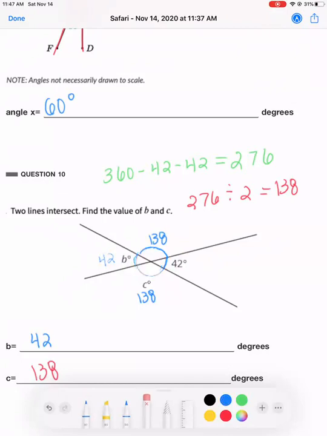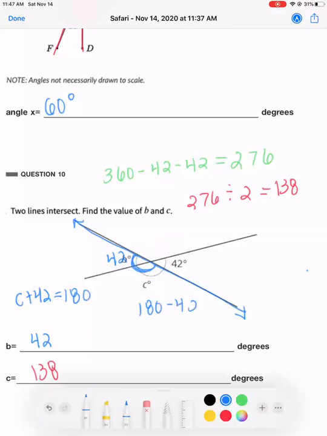Another way you could have thought about it is if angle B is 42 degrees, it makes a straight line right here and is supplementary with angle C. So angle C and 42 degrees have to add up to 180. 180 minus 42 gives us that 138 degrees for angle C.